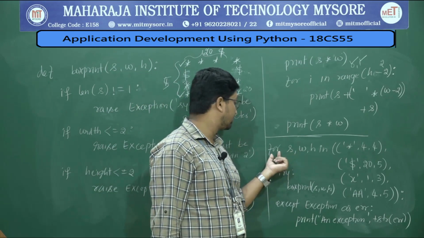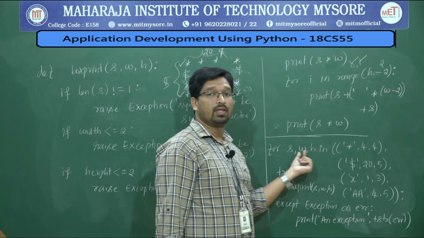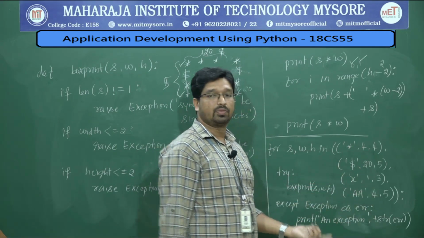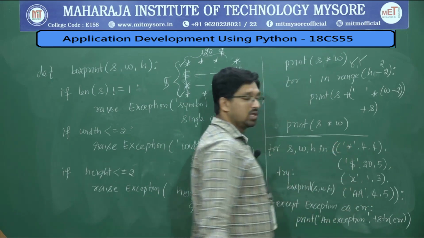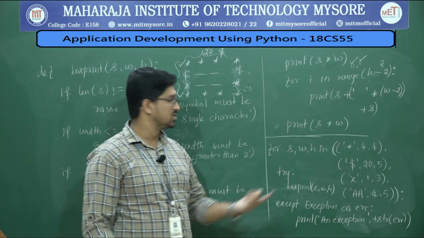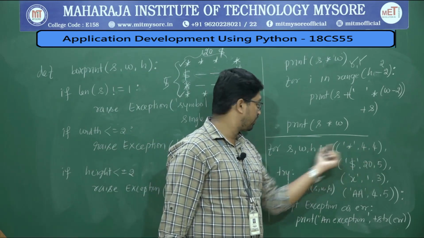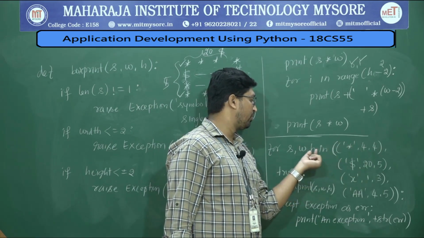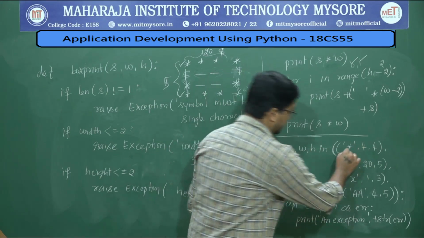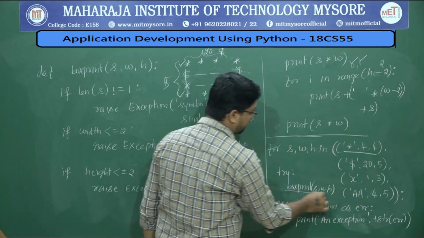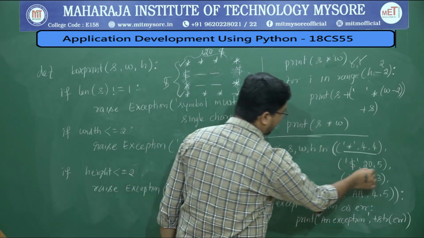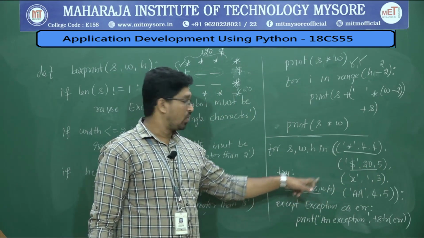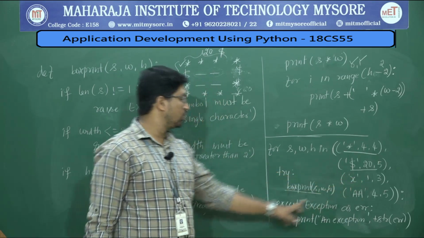Now I am considering 3 iterators. For S W H, symbol width height, in, I am writing a tuple. Instead of writing range, you can write star 4, 4, where star stands for S, 4 stands for W, and another 4 is H. So first it will take this value and call the box print function. Next iteration it will take these values and call the box print function. So once it comes to x 1 3, it will go to the box print function.